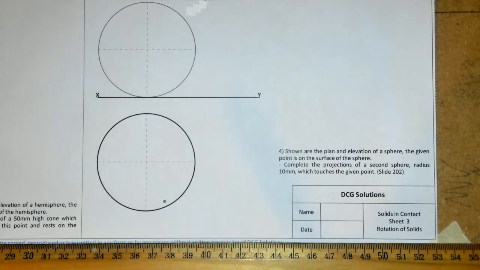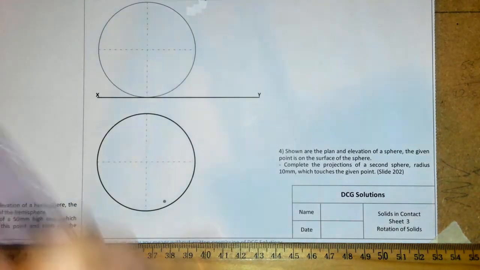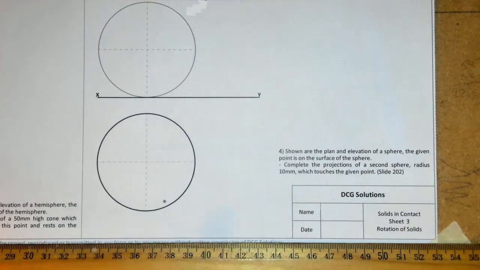Complete projections of the second sphere, radius 10 millimeters, which touches the given point. Okay. It doesn't tell us that it rests on the horizontal plane either. Okay, interesting. Right. So on this one, what we're going to do first of all is we're just going to build it up. We have the point of contact in plan, so what we're going to have to do first of all is just locate that in our elevation.